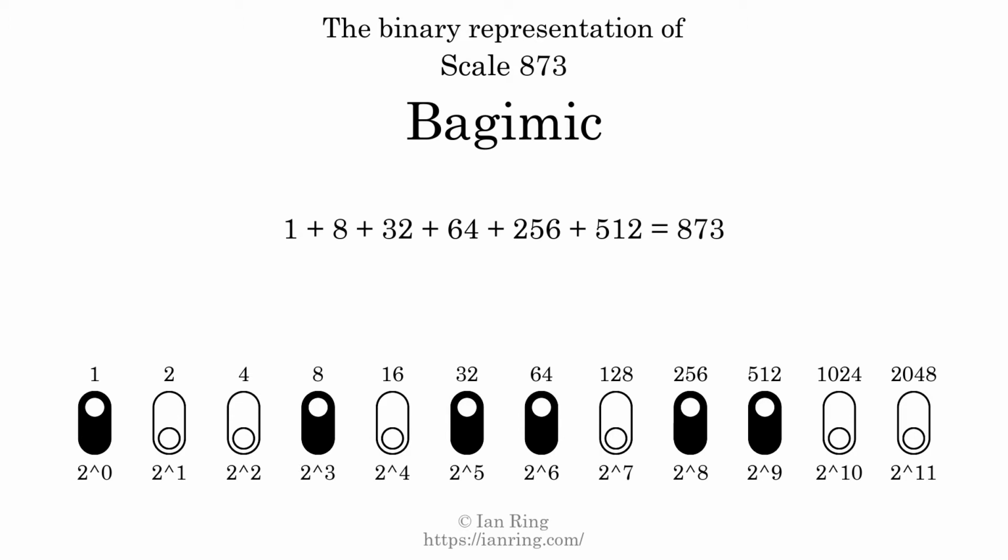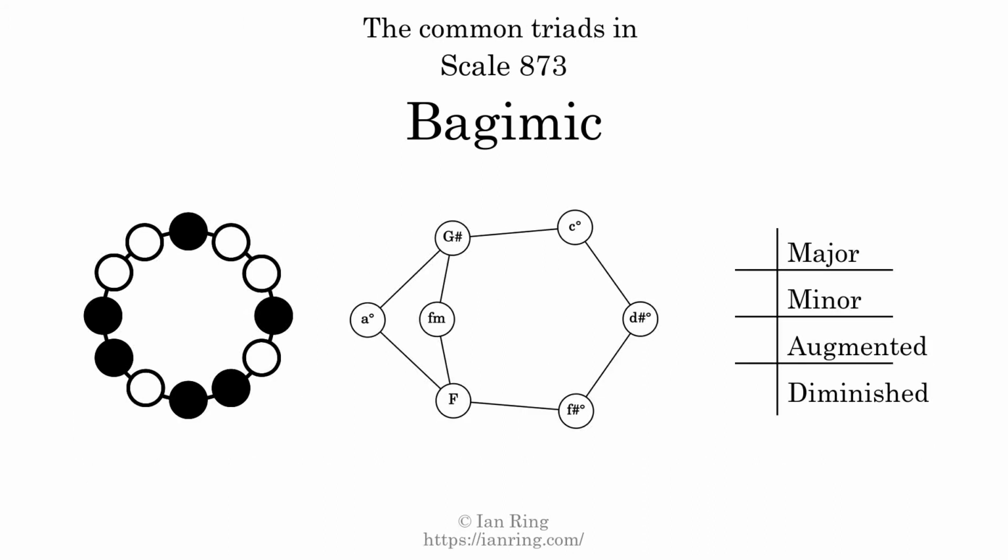The scale number not only enumerates the scale with a unique index, but it also literally describes the tonal content of the scale. Represented as a binary number in base 2, the scale number is 001101101001. Here are the common triads present in this scale.